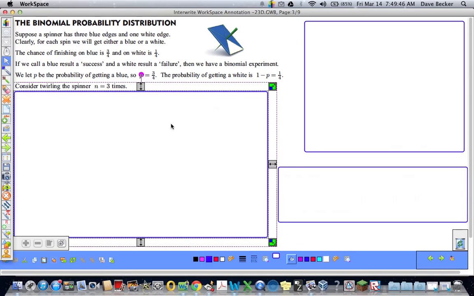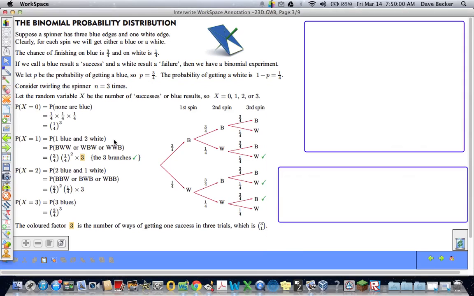So let's start by considering that we twirl the spinner 3 times. Now this page is going to get very crowded. That's why I put the boxes up so you weren't distracted as we go through each section. Okay, so let the random variable X be the number of successes, or blue results. Here's all the possibilities if we spin it 3 times. And you might think it's a little weird because there's 4 possibilities with only 3 spins, but it makes sense if you think about it.